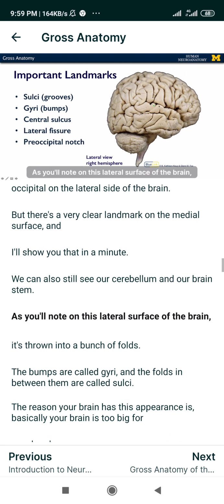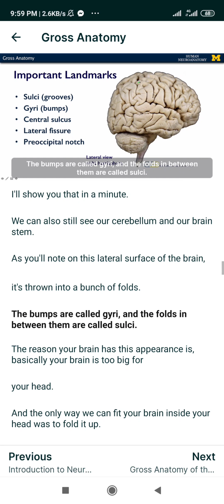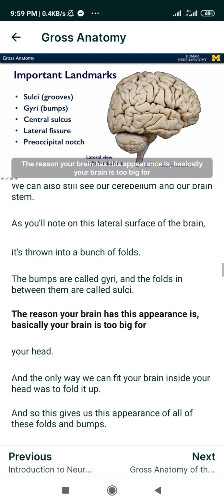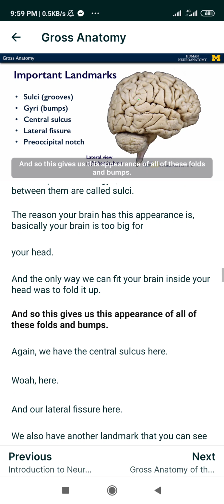As you'll note on this lateral surface of the brain, it's thrown into a bunch of folds. The bumps are called gyri, and the folds in between them are called sulci. The reason your brain has this appearance is basically your brain is too big for your head, and the only way we could fit your brain inside your head was to fold it up. And so this gives us this appearance of all of these folds and bumps.